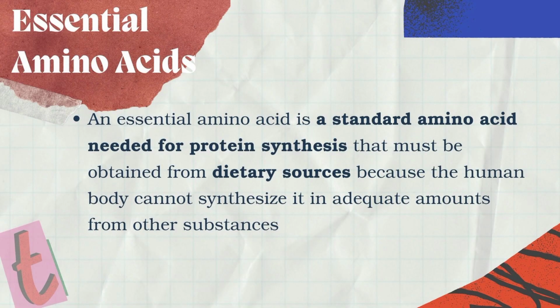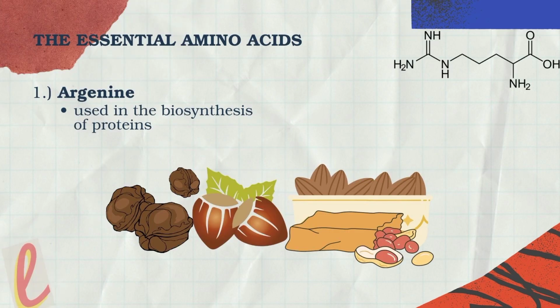An essential amino acid is a standard amino acid needed for protein synthesis that must be obtained from dietary sources because the human body cannot synthesize it in adequate amounts from other substances. There are 9 essential amino acids for adults, and a 10th one is needed for growth in children.